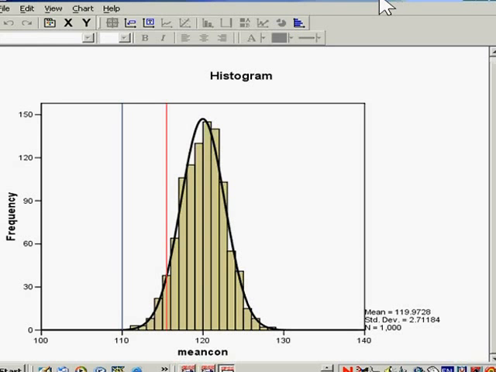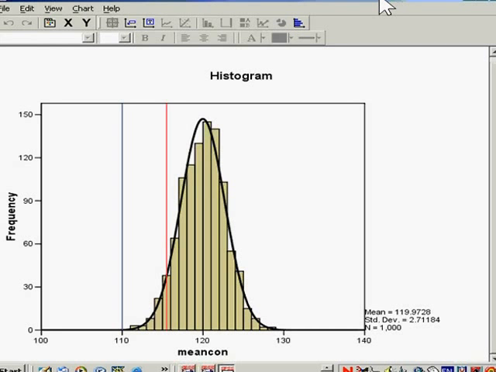So I want to talk now about power of a test. What is power of a test? How do we work it out? How can we improve the power of a test? And to do that, I'm going to have a look at my starting point at a previous histogram that we drew up.